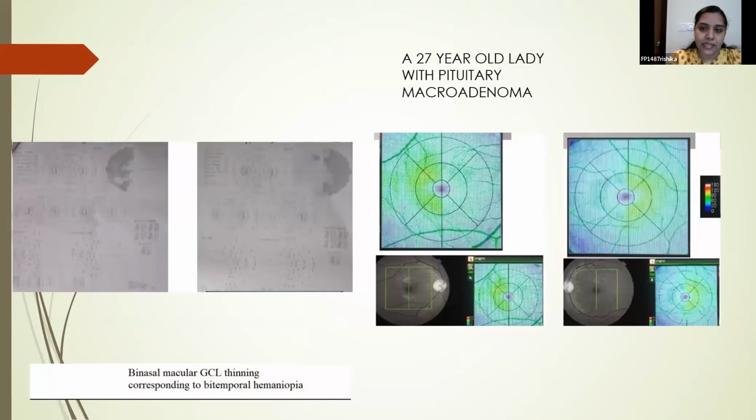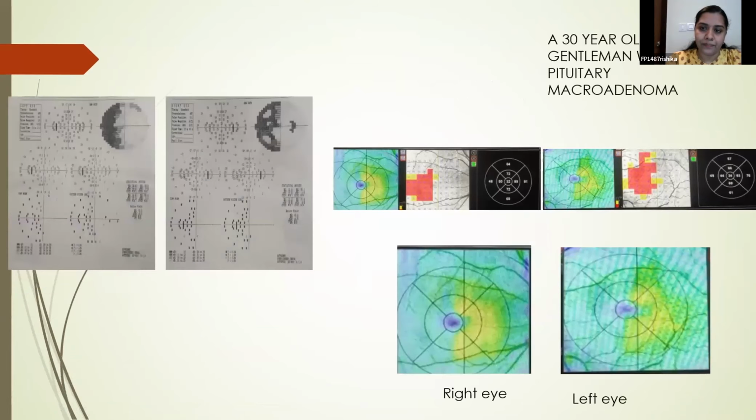This is a case of a 27-year-old lady with pituitary macroadenoma. On the left-hand side, we can see the fields having bitemporal hemianopia. This is the GCC of the right eye having a nasal thinning, and the left eye also showing a nasal thinning. So this is a case of binasal macular GCL thinning corresponding to a bitemporal hemianopia.